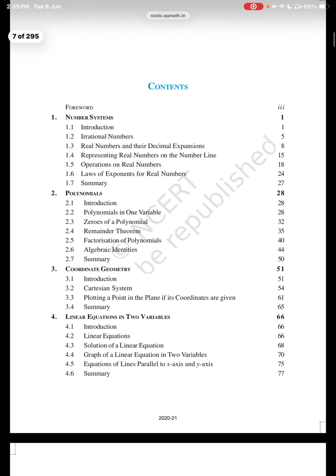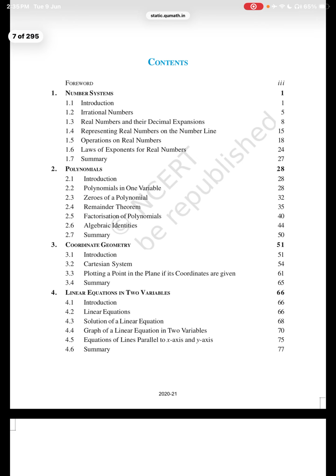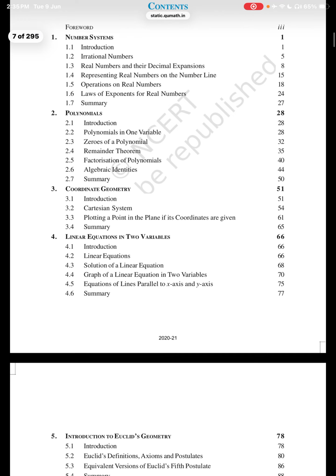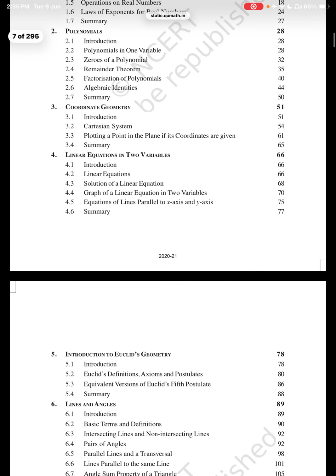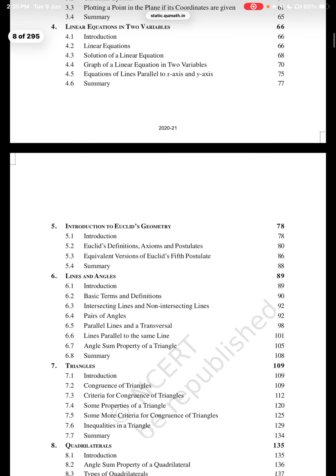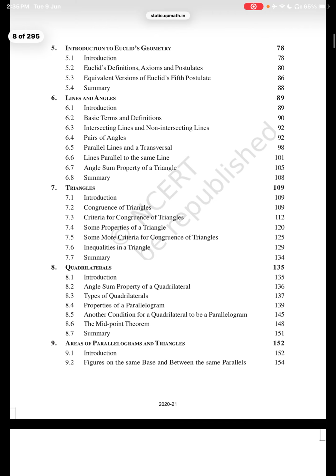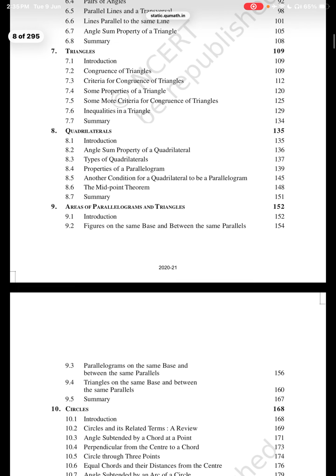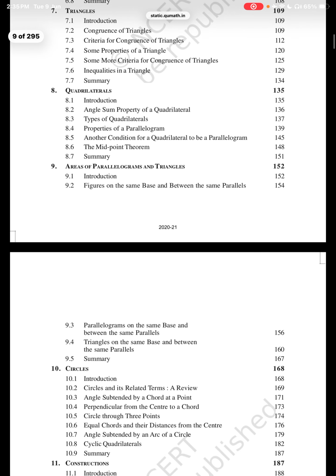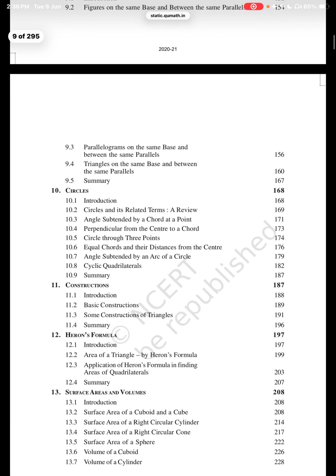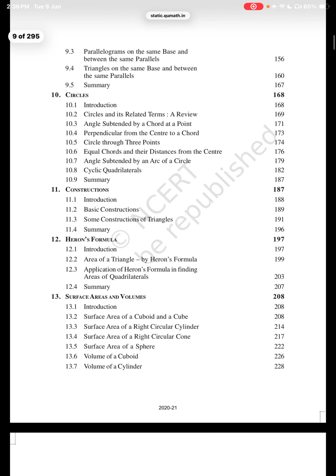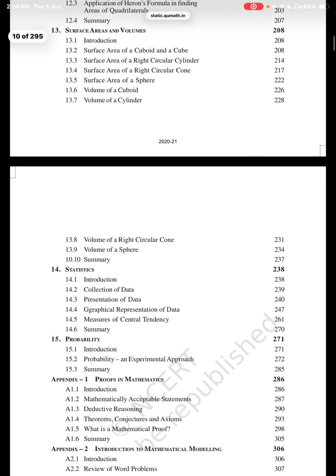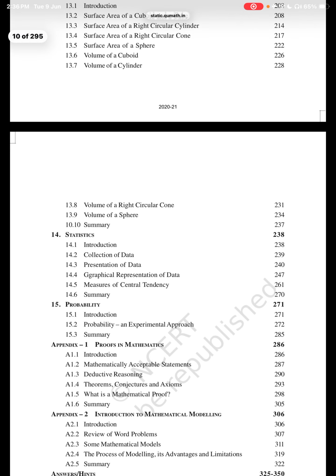Let's see what are the contents that we are going to study in this book. So first is number system, then polynomials, coordinate geometry, linear equations in two variables, introduction to Euclidean geometry, lines and angles, triangles, quadrilaterals, areas of parallelograms and triangles, circles, constructions, Heron's formula, surface areas and volumes, statistics and probability. So in total there are 15 chapters.